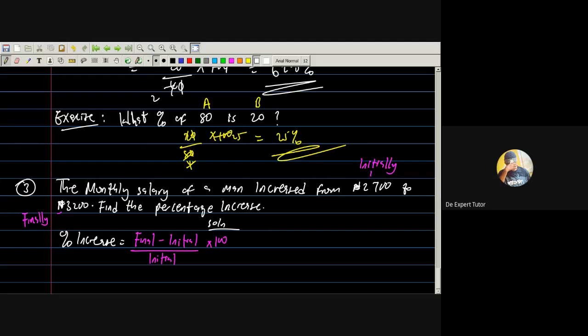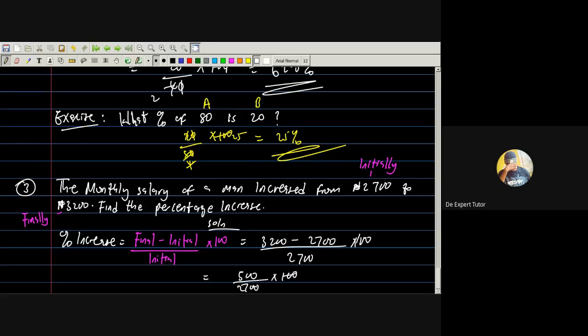So how do we do it? Now pay attention. The final amount you got is 3,200, minus the initial amount 2,700, then divided by the amount you got initially, 2,700, then times 100. If you subtract, you get 500. So 500 divided by 2,700 times 100.